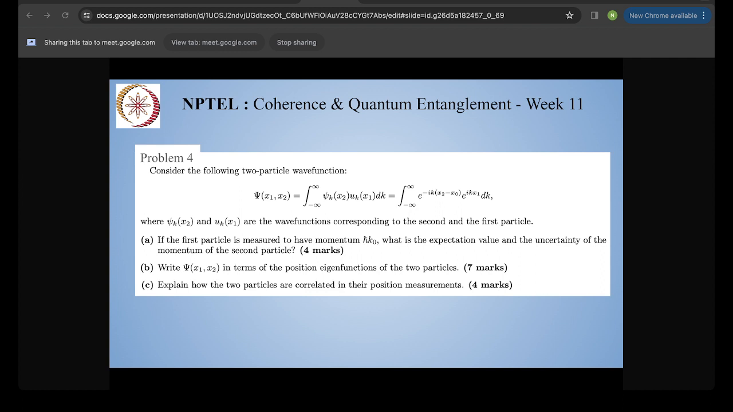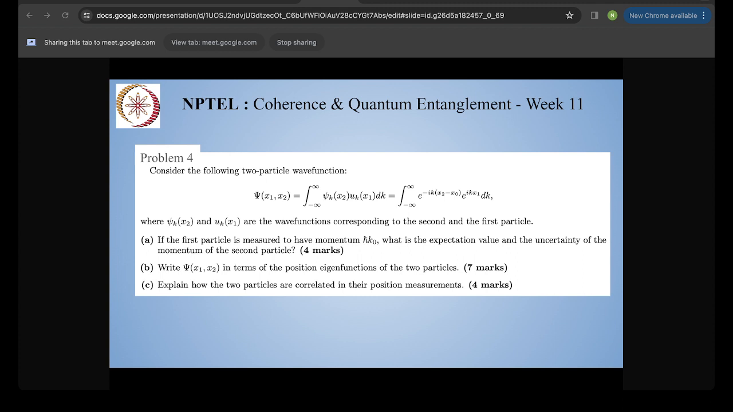So do you remember? I'll just tell you what the thing is: if psi_k(x2) equal to this and u_k(x1) equal to this are the eigenfunctions of the momentum operator corresponding to the two particles, with eigenvalues h bar k and minus h bar k respectively, then upon momentum measurement, if the first particle is found to have momentum h bar k0, the second particle is guaranteed to have the momentum value of minus h bar k0, because we have learned this from quantum entanglement, right?